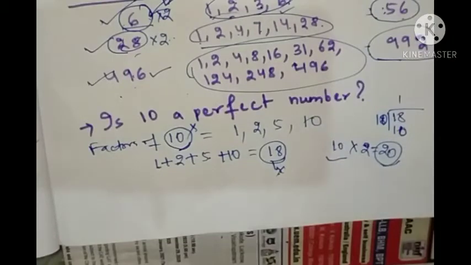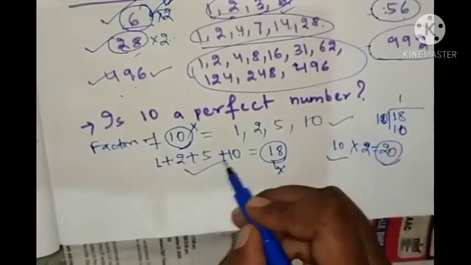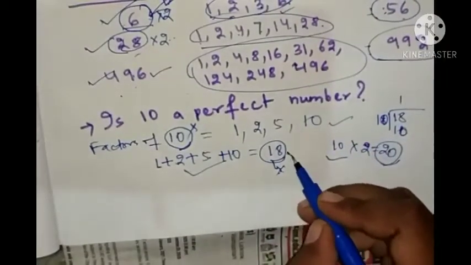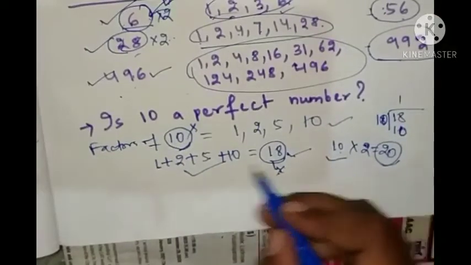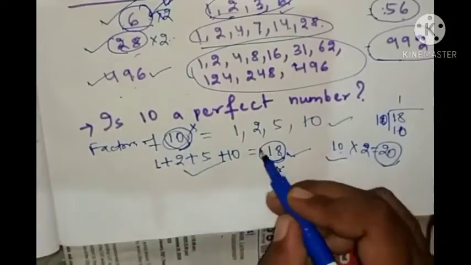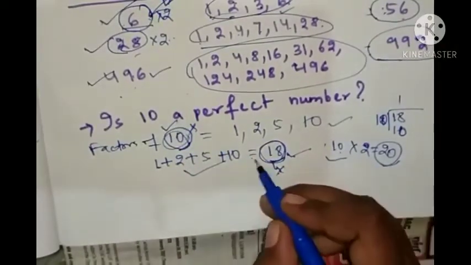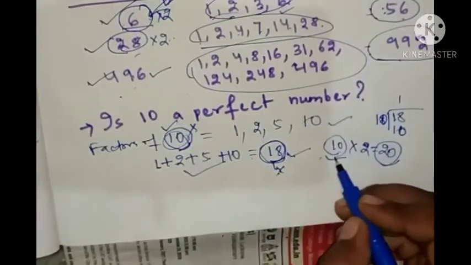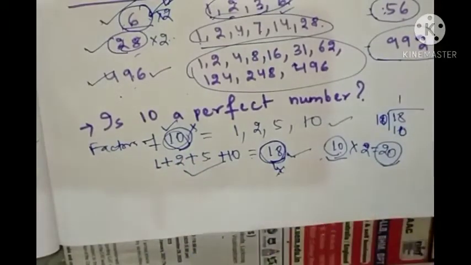To find out whether a number is a perfect number or not, we have to find the factors first, then add the factors. Then check whether that sum is twice the number. Here 18 is not twice of 10. That's why 10 is not a perfect number.